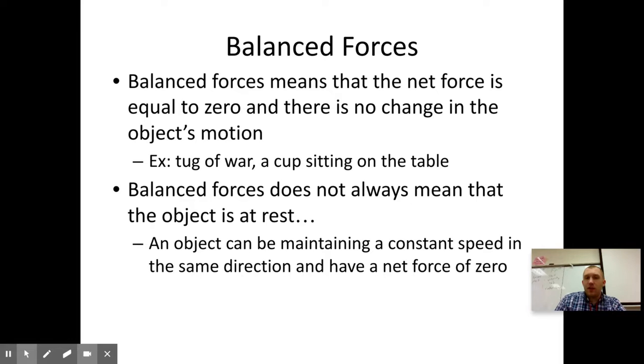Balanced forces do not always mean that they're at rest. I just mentioned satellites and the moon would qualify. It means that it's maintaining a constant speed. We usually think of that constant speed as being 0. But if you set the cruise control on your car, highly recommend cruise control, by the way, I get annoyed with people that don't use it, to 70 miles per hour, and you're traveling down the road at a constant 70 miles per hour, then the force of your engine is counteracting the force of friction, and you have a net force of 0 to stay at 70 miles per hour.